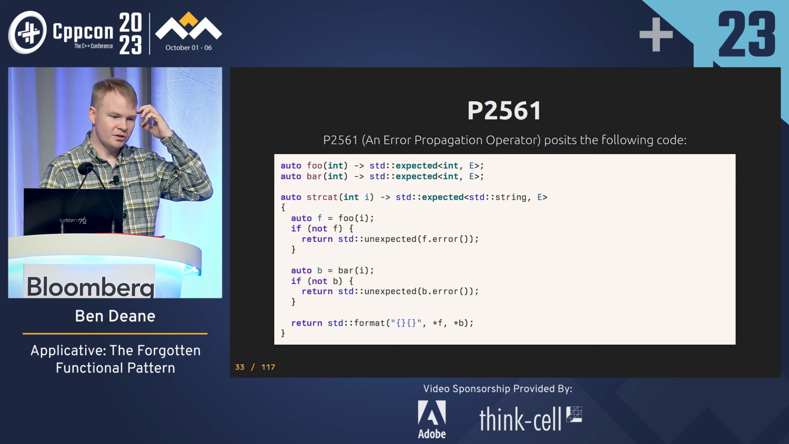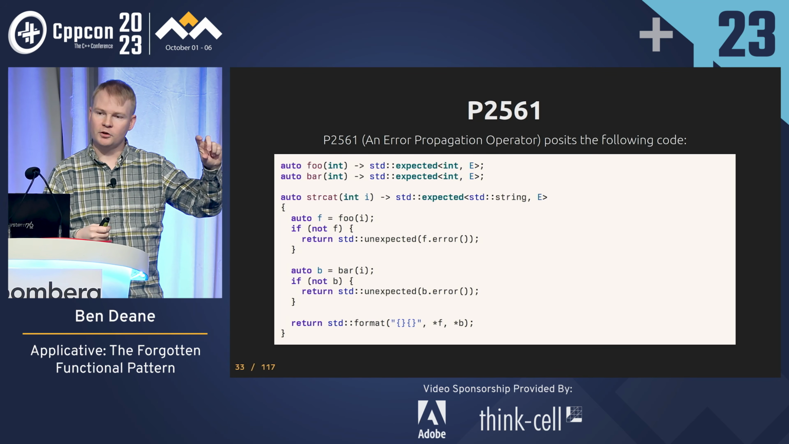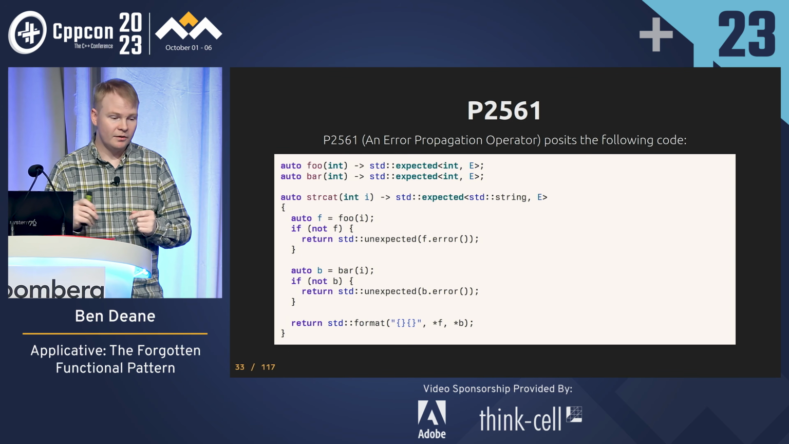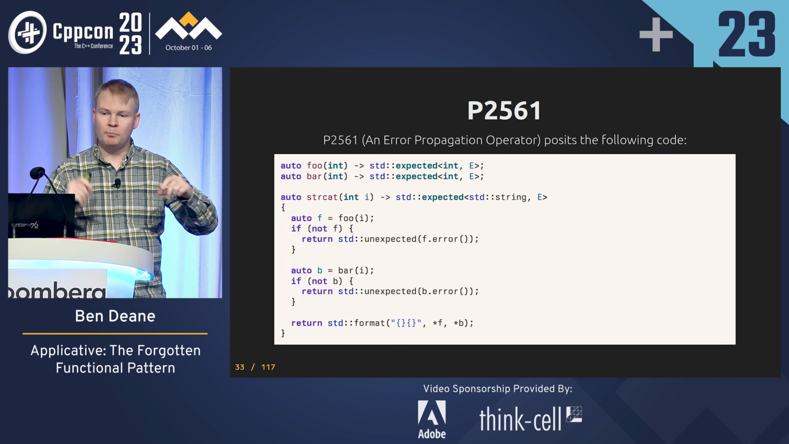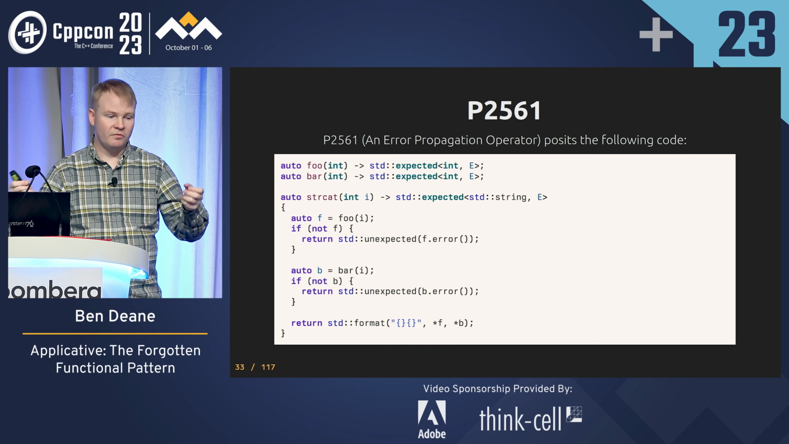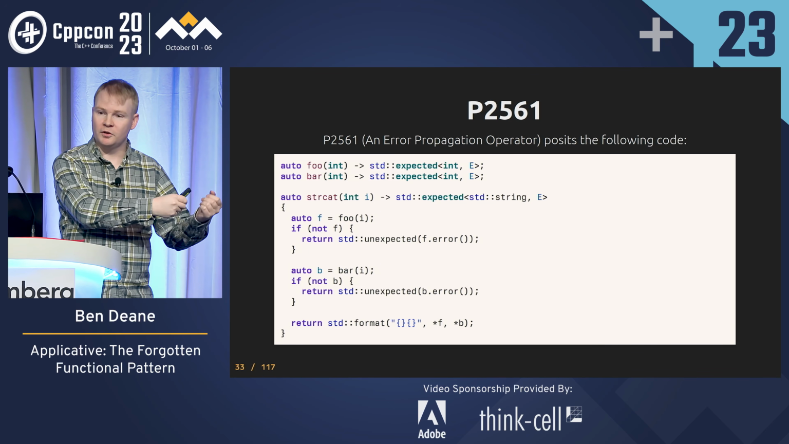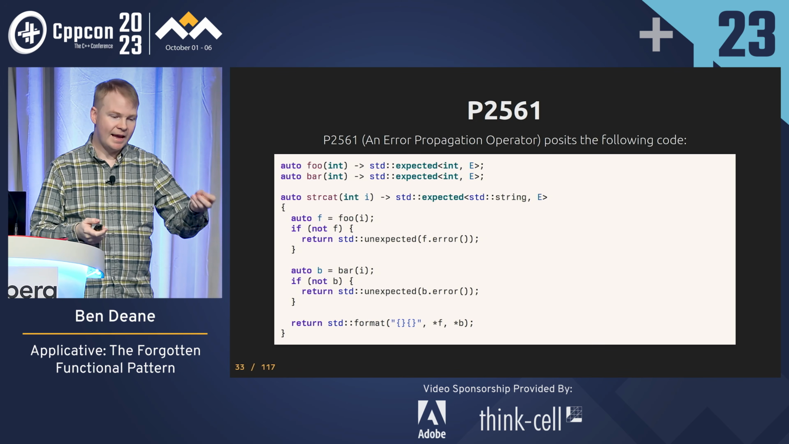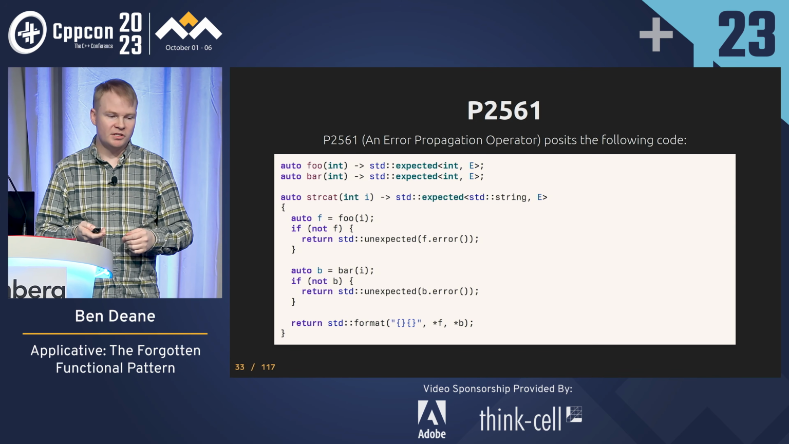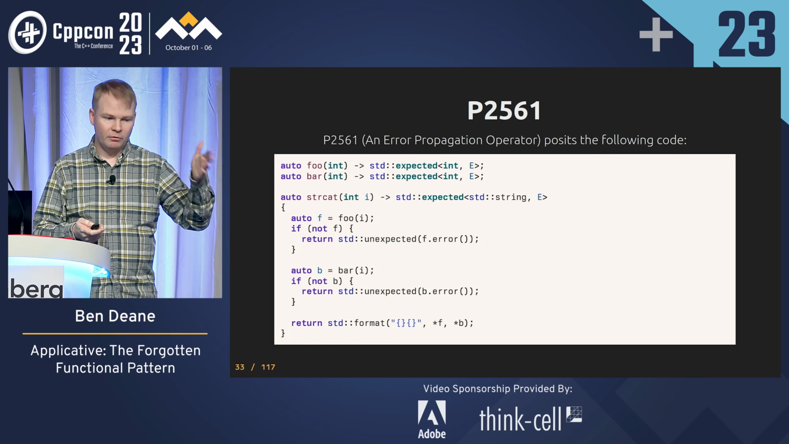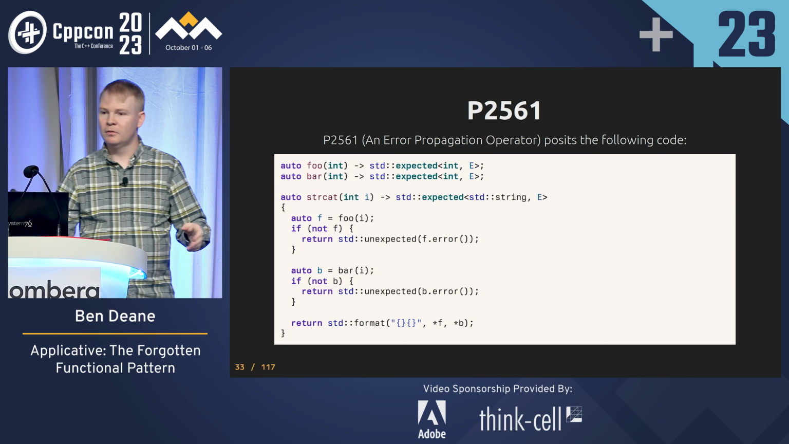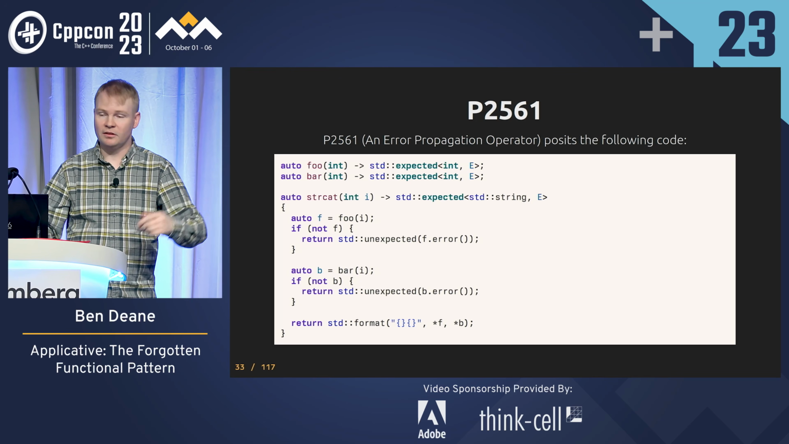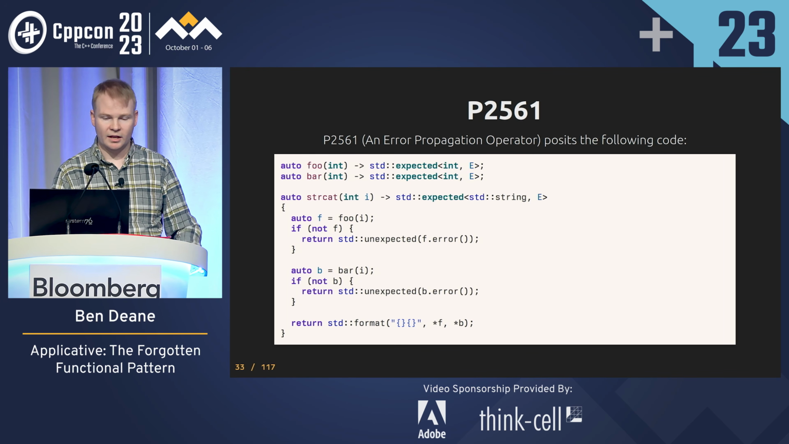So take a look at this function. We've got a couple of functions that return expected results, right? We know that expected is a functor. And then we want to take both of those results from foo and bar and pipe them into a third function. In this case, it's not a unary function, it's a binary function. And so today, we might have to do something like this. We run foo, we run bar. If either of them return unexpected results, then we have to exit, and we return an unexpected result from strcat here.